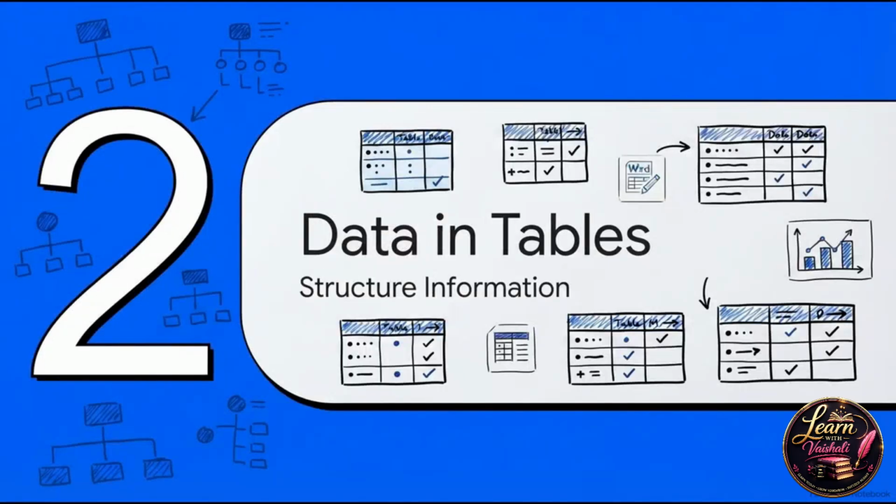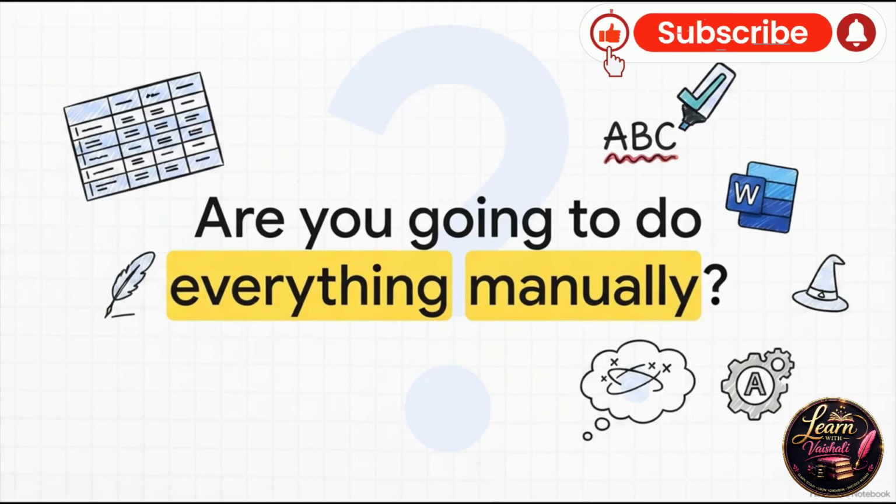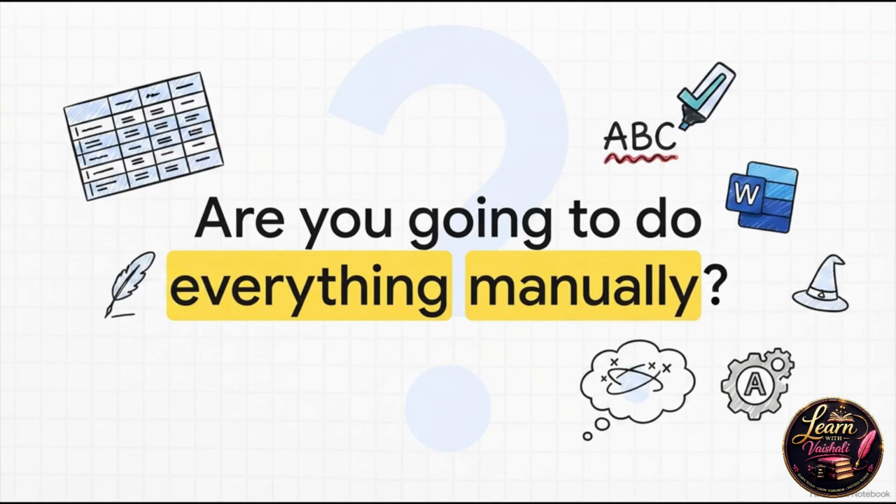Moving right along to Section 2, Organizing Data in Tables. This is the critical phase where we take complex information and structure it so it's super easy to digest. Think about this. If you have to show a ton of really complex information in a document using a table, and at the exact same time you need to check for spelling mistakes, are you really going to sit there and do every single thing manually? Of course not. That's just a recipe for a massive headache.